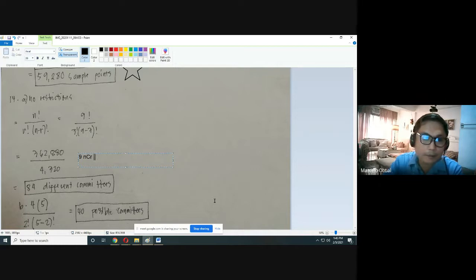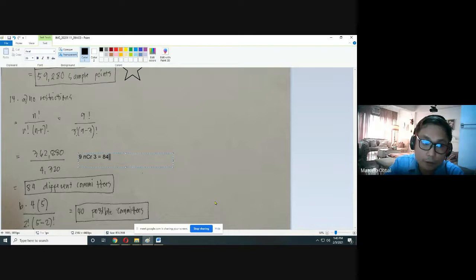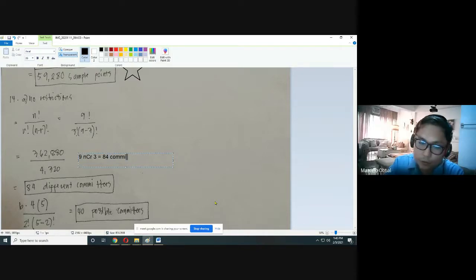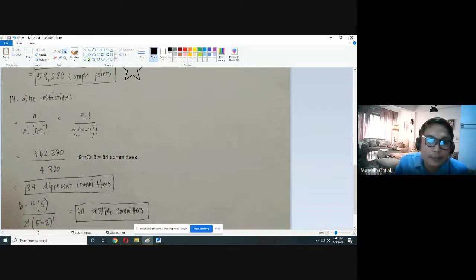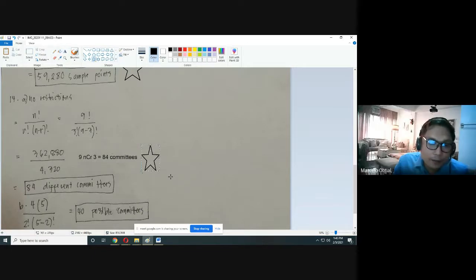You get 3, no? Using the calculator, the answer is 9 NCR 3. The shortcut method is 84. NCR 3, 84, the same. So, you choose. Kung gusto niyo itong mas mahaba, itong ganitong calculator na lang. So, the answer is 84. Okay, next. Number 15 tayo. Ano pa pala? Meron pa palang letter B.